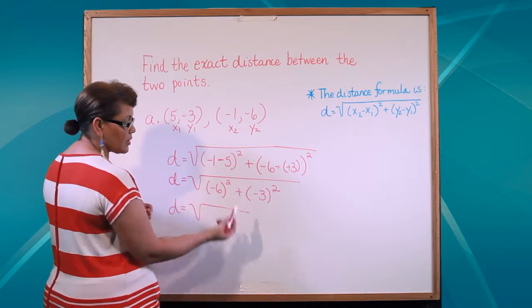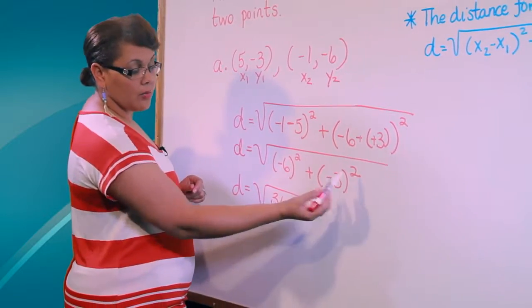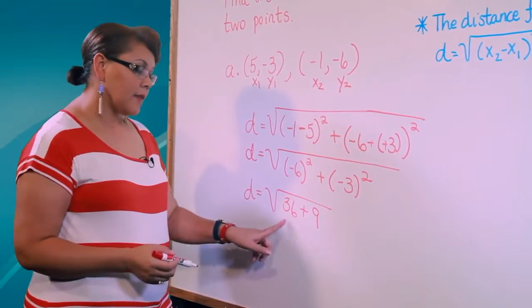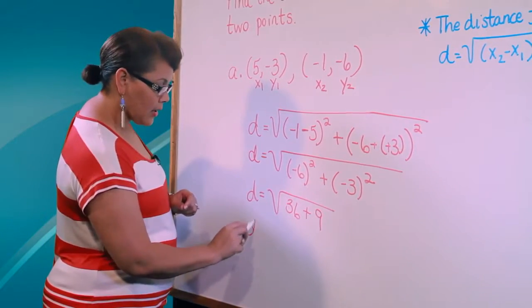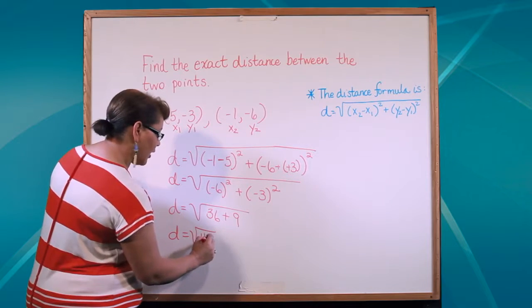-6 raised to the second power is 36. -3 raised to the second power is 9. And lastly, I'll take the sum of 36 and 9. So we end up with the square root of 45.